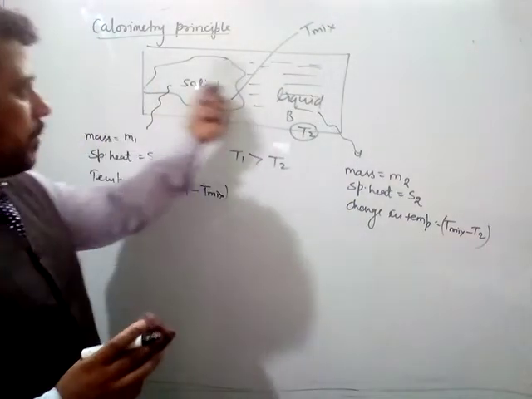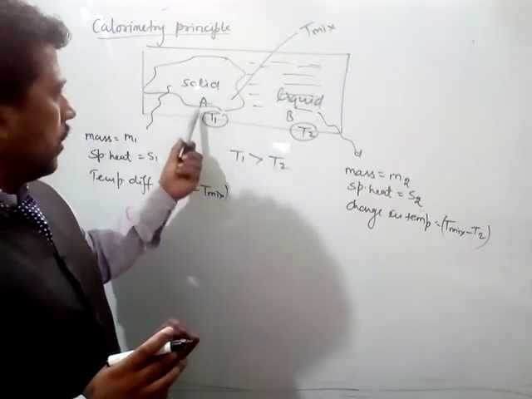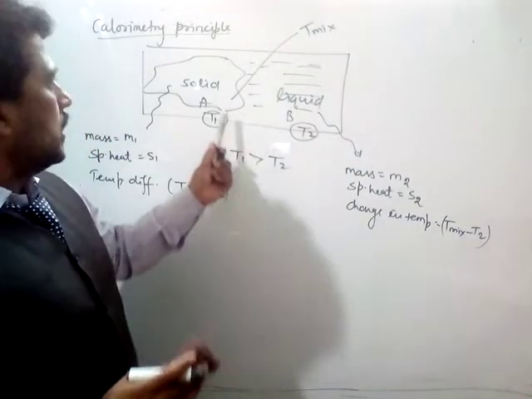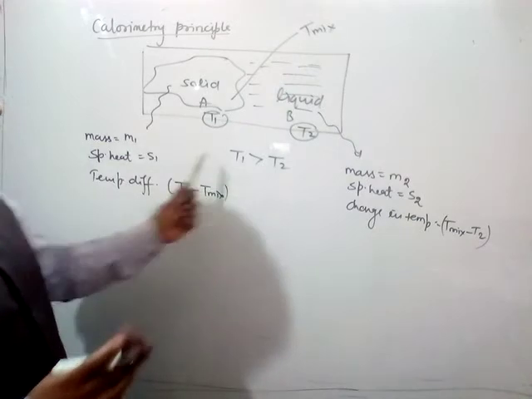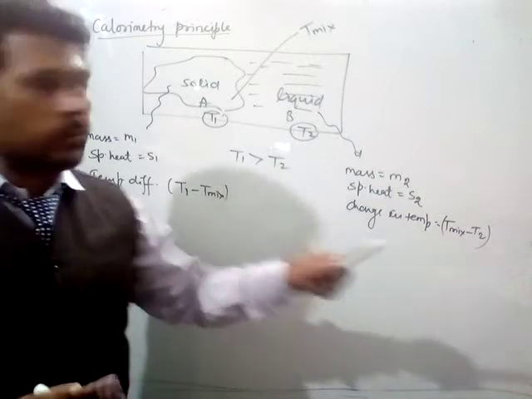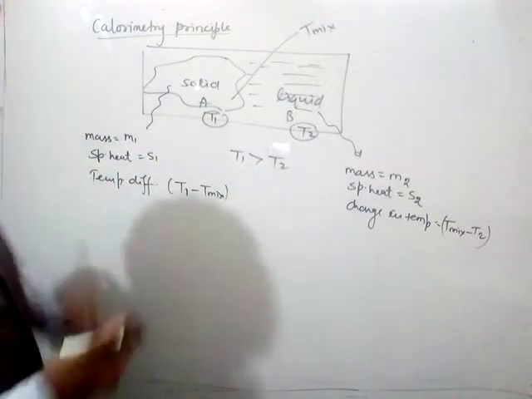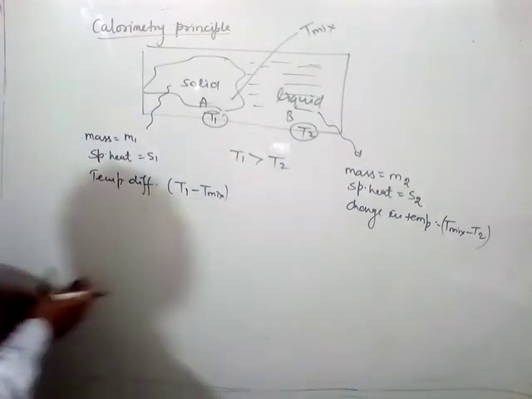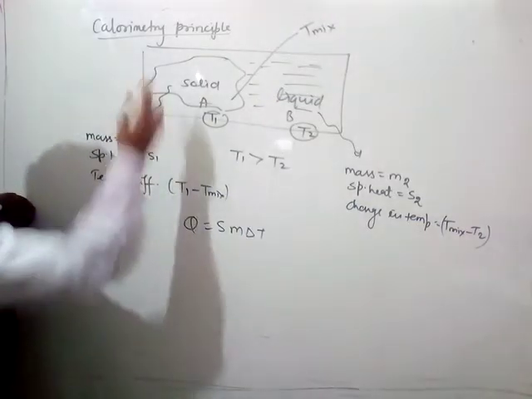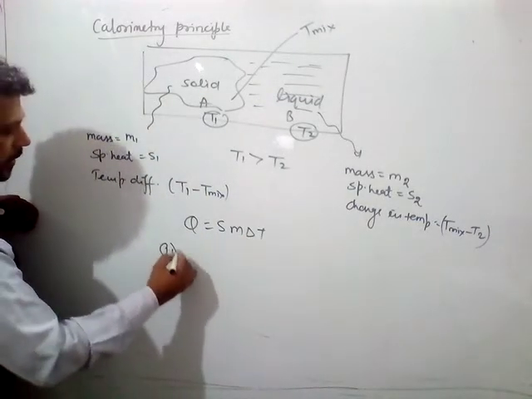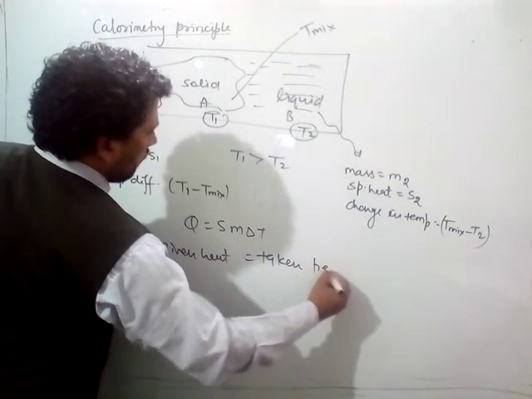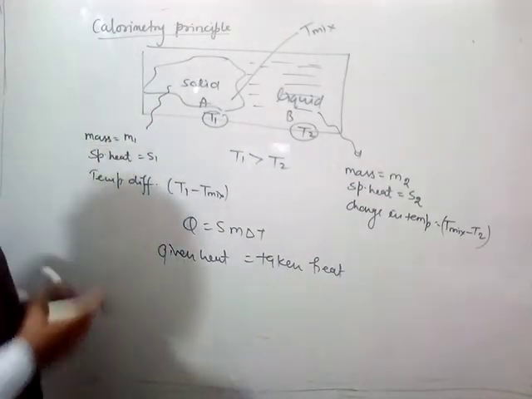Let substance A, which is solid, and B, which is liquid, be mixed together, with mixed temperature T mix. Since T1 is greater than T2, heat is transferred from body A to body B. In this process we use Q equals S m delta T. According to the calorimetry principle, heat given is equal to heat taken. This is the main statement of the calorimetry principle.